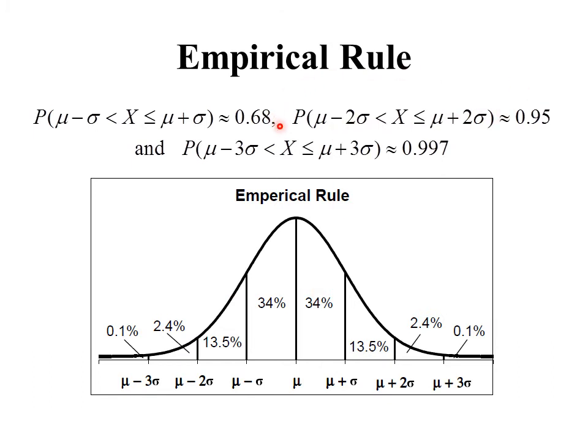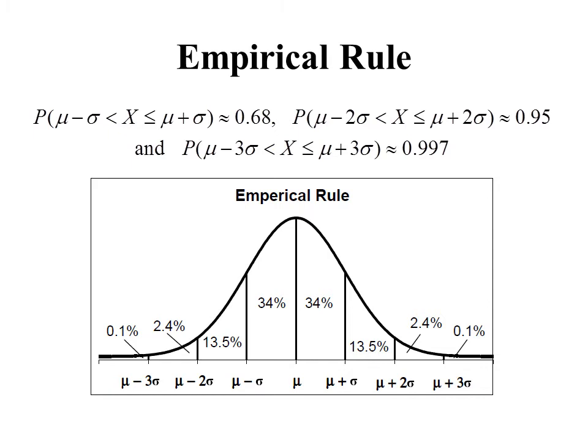The second probability says the probability that x is between mu minus 2 sigma and mu plus 2 sigma is about 0.95. So here's the number mu minus 2 sigma and mu plus 2 sigma. The second part says that about 95% of the area of our bell curve is right here in this region. And the last one says the probability x is between mu minus 3 sigma and mu plus 3 sigma is about 0.997. So about 99.7% of our area is here between mu minus 3 sigma and mu plus 3 sigma.